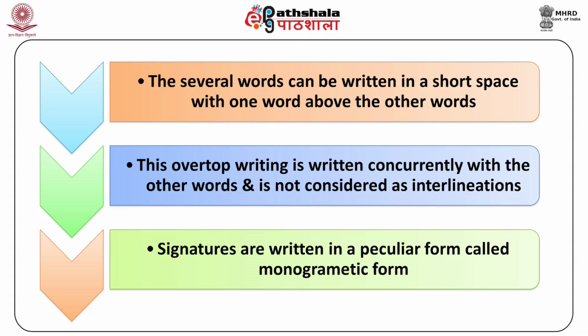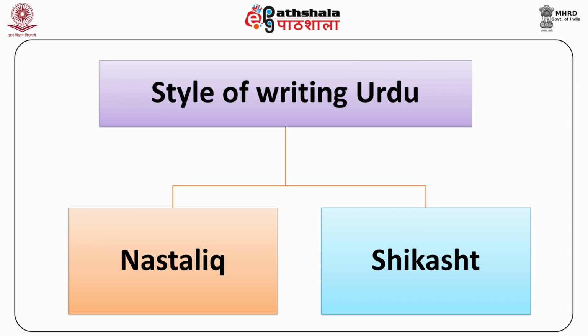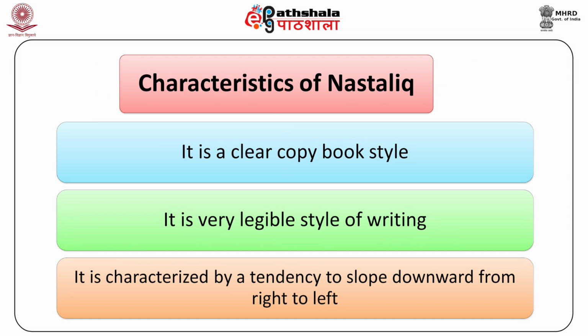The peculiar manner of writing signature in monogrammatic form can also be found in this script. The styles of writing Urdu may be classified as Nastaliq and Shikast. The former is a clear copybook style and is very legible, while the latter is written swiftly without giving any consideration to the nuqtas and other signs. The Shikast Urdu is generally exaggerated forms of strokes.